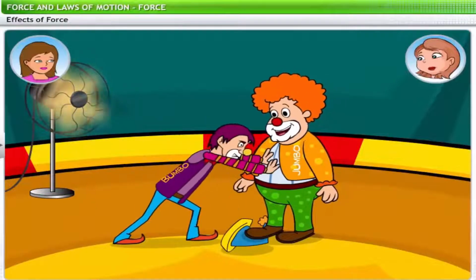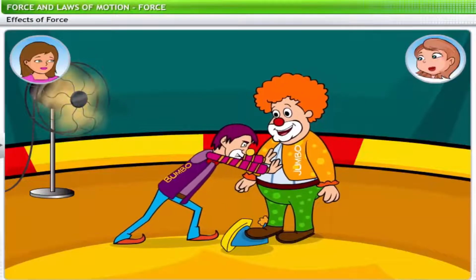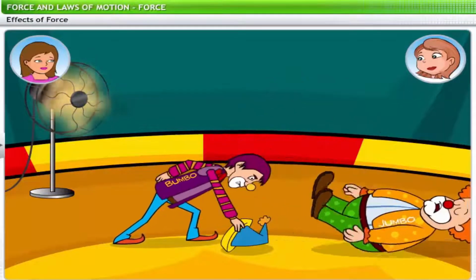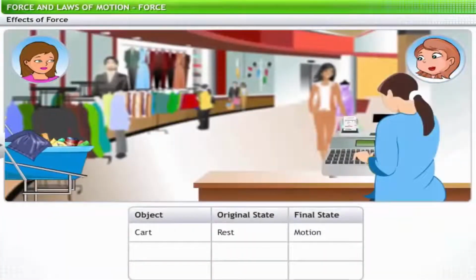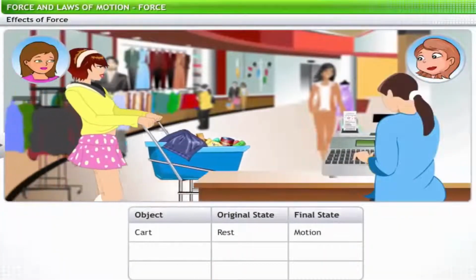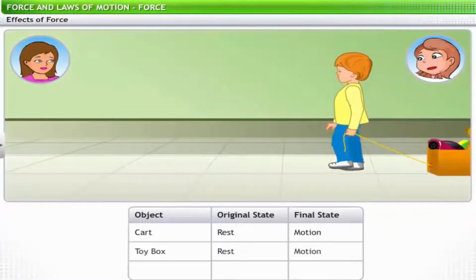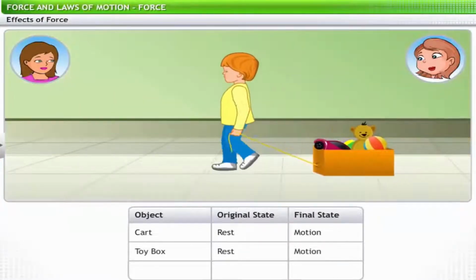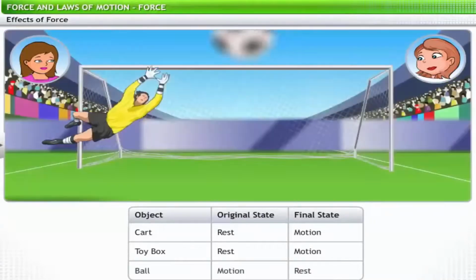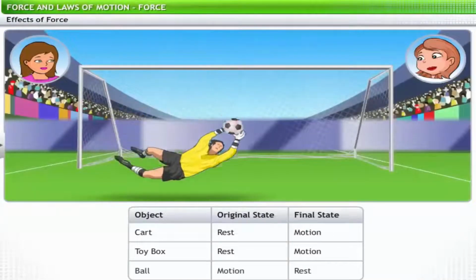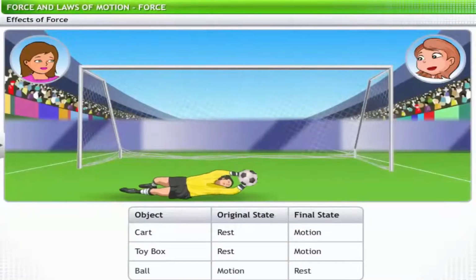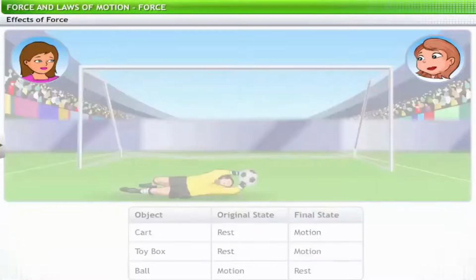In our initial example, the force applied by Bumbo made Jumbo move. Similarly, a push to a stationary shopping cart sets it in motion. A child uses force to pull a box of toys on the floor. A football goalkeeper applies force on a fast-rolling ball to stop it and save a goal. In all these cases, the state of rest or of motion of an object is changed.